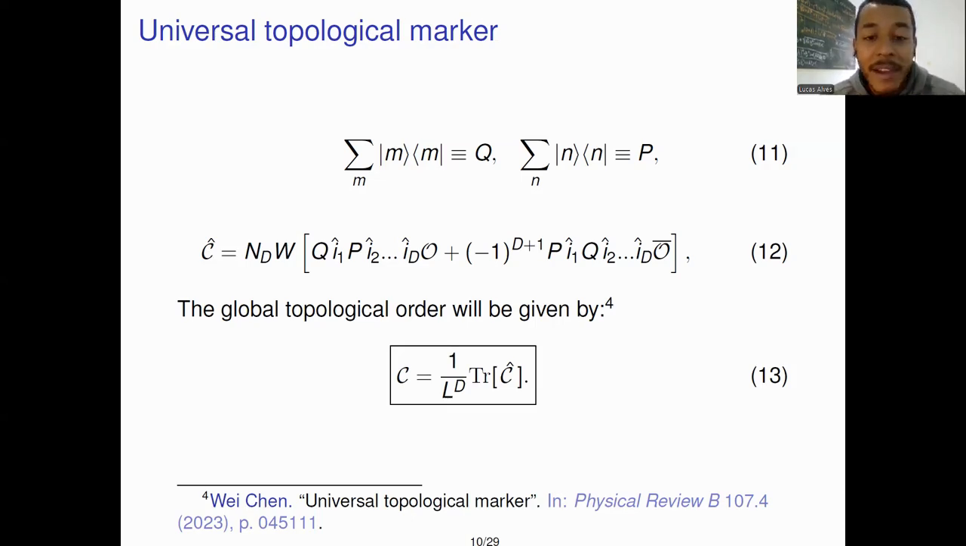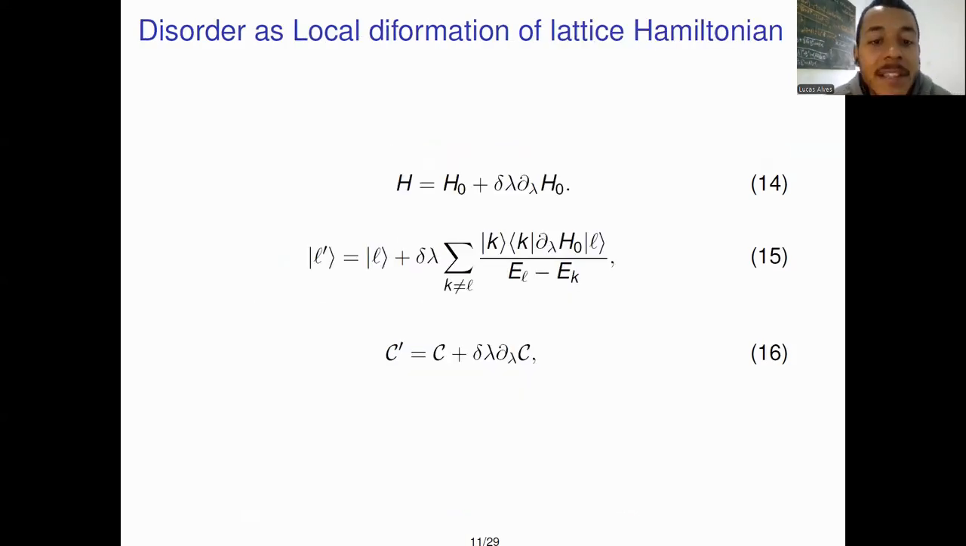Once we are defining these quantities in real space, we can calculate them for disordered Hamiltonians. So we can use it as a tool to see what happens with the topological order. And we can do this analytically or numerically. Our analytical work was done by applying perturbation theory.